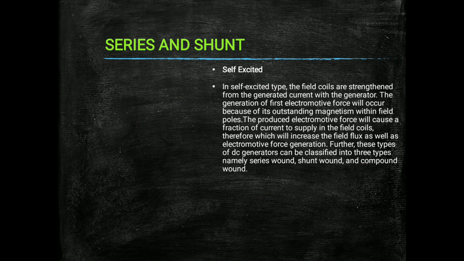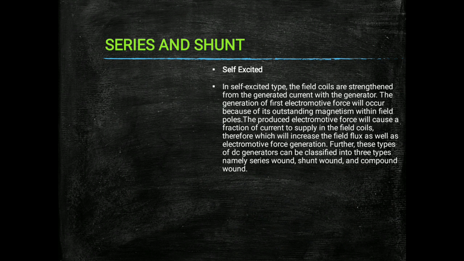So the first EMF induced in the generator will occur because of its residual magnetism. It is very important. When there is no flux at first, and no excitation is provided to the field of the generator, how is it possible that a voltage is induced in the generator? There is a magnetic flux always present between two poles, and it is called the residual magnetism within the field poles.